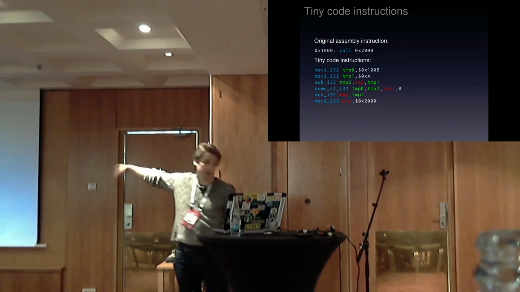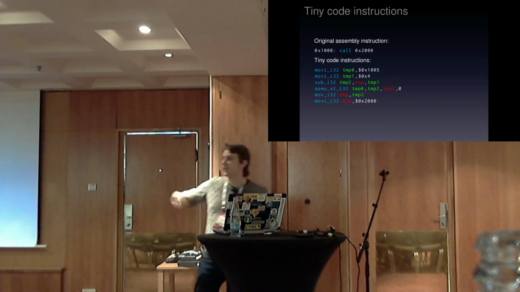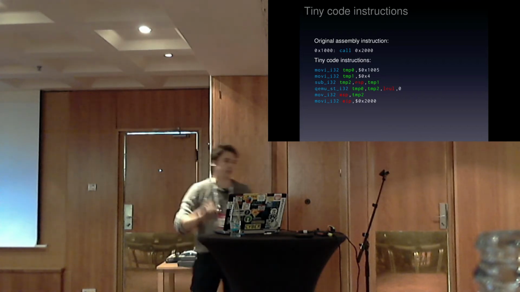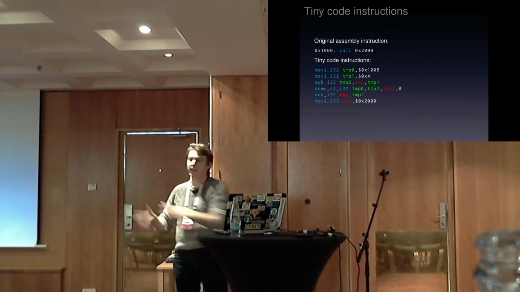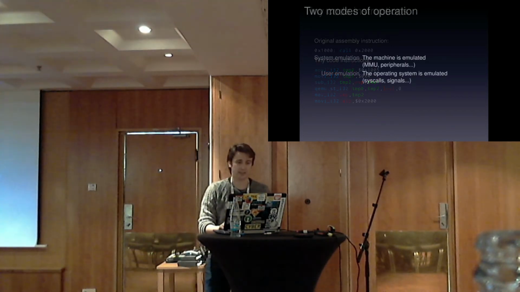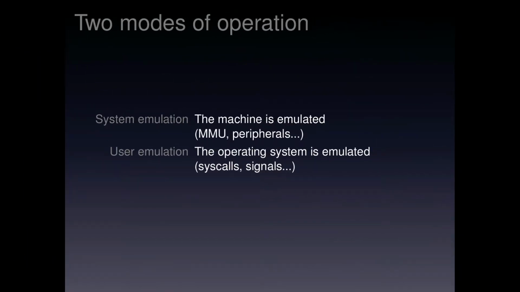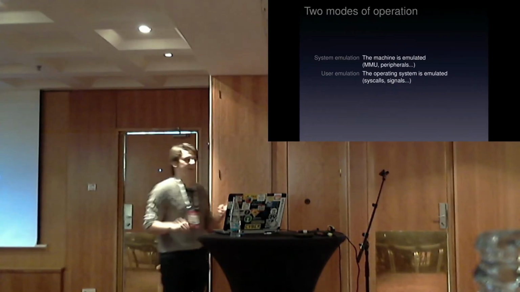And then the last instruction writes 0x2000 in EIP, which is the program counter. So it performs the jump. This is a simplified version, but this is the key idea. Expand completely the behavior of the instruction, no side effects. The other cool thing about QEMU is that you have 2 main modes of operation.